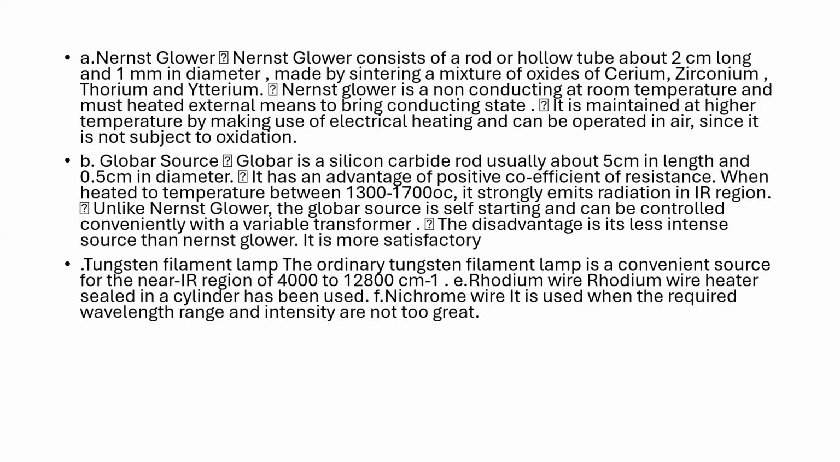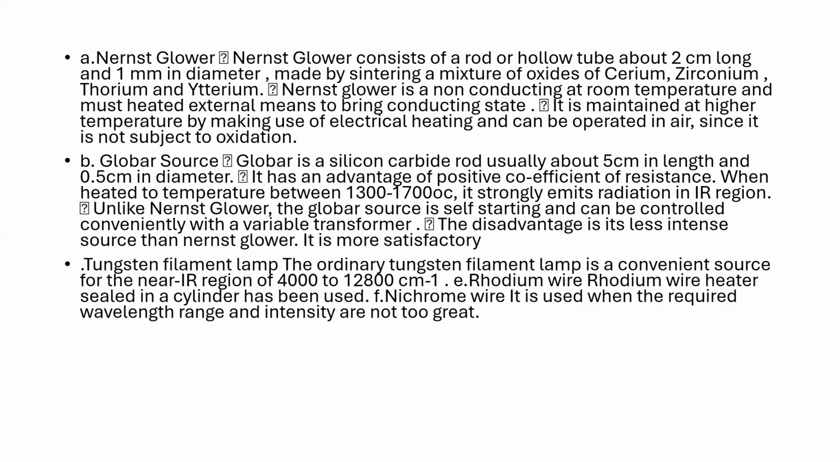So the Nernst glower is nothing but a small hollow tube consisting of the oxides of metals like cerium, zirconium, thorium, and yttrium. Now, another source that we have talked about is the Globar source. What is it? A silicon carbide rod, right? And it is going to be heated between 1300 to 1700 degrees Celsius. So neither at room temperature nor at boiling water temperature is it going to be heated, but at a temperature between 1300 to 1700, and it will emit radiations in the IR region.